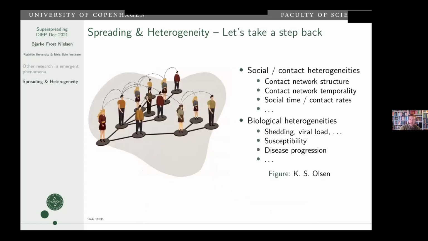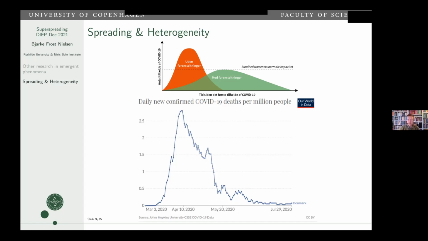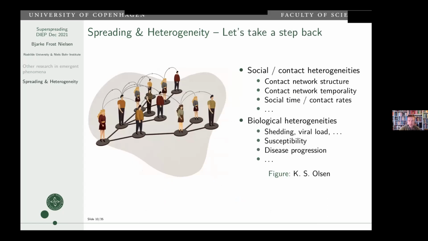That led us, when I say us, I mean Kim Sneppen and Lone Simonsen and myself, to think about why this is. Why didn't the models capture this essentially? But of course, there are many interesting types of heterogeneities. I'm going to talk mostly about transmission, so how the disease spreads.